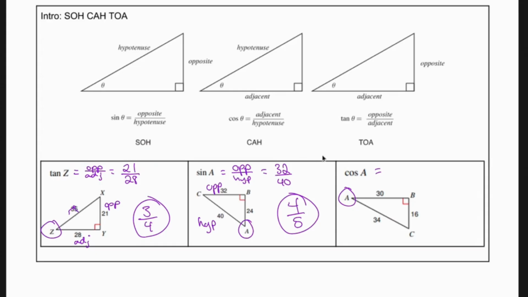Cosine stands for adjacent over hypotenuse, CAH. So the adjacent side, and let me be clear, the adjacent side of A that is not the hypotenuse is 30. The hypotenuse, no matter what, is 34. So according to A, the adjacent side is 30. The hypotenuse is 34. Both divisible by 2, so that gives you 15 over 17. All right, so if you remember from geometry, you should have learned that towards the end of the year. But yeah, that's basic SOH CAH TOA.